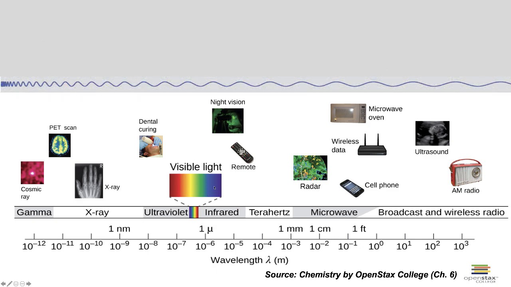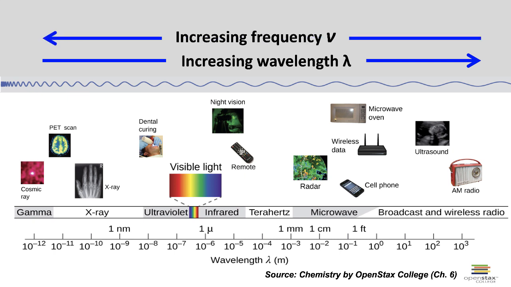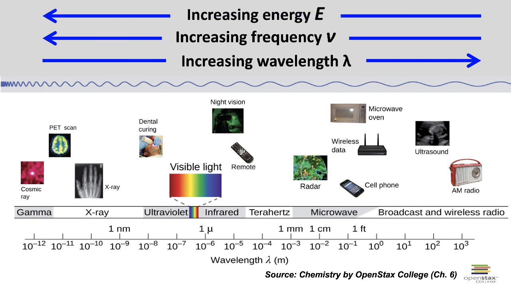And the electromagnetic spectrum, as it's shown here, has increasing wavelength going from left to right, has increasing frequency going from right to left, and note frequency and wavelength are inversely related or inversely proportional, and then increasing energy also going from right to left, because energy and frequency are directly related and energy and wavelength are inversely related.